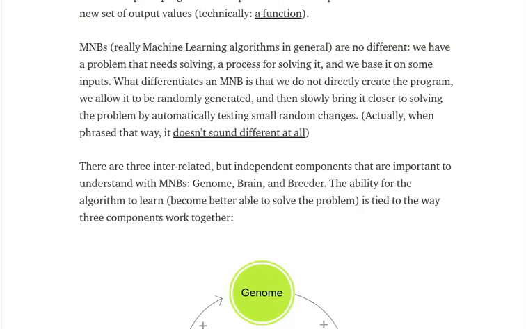We have a problem that needs solving, a process for solving it, and we base it on some inputs. What differentiates MNB, Markov network brains, is that we do not directly create the program. Instead, we allow it to be randomly generated, and then slowly bring it closer to solving the problem by automatically testing small random changes. Actually, when we phrase it that way, it doesn't sound that different at all.